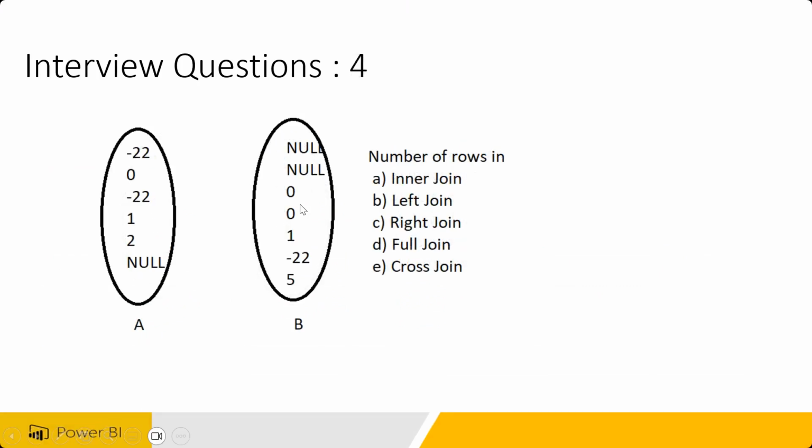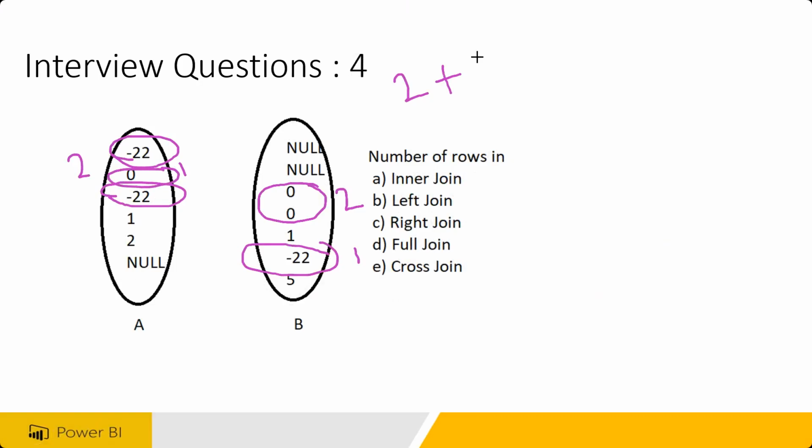Question number 4. Now, tell me: minus 22, 0, minus 22, 1, 2, null, null, null, 0, 0, 1, minus 22, null. So, minus 22 is repeated one time in the first table, and 2 times in the second, so 2 into 1, only 2 rows you will be able to get. Now, 0 is repeated only 1 time, but 2 times in the other, so 1 into 2, it will be 2 rows. Plus 1 is only 1 time available, so 1 into 1, it will be 1. So total number of rows are 5.